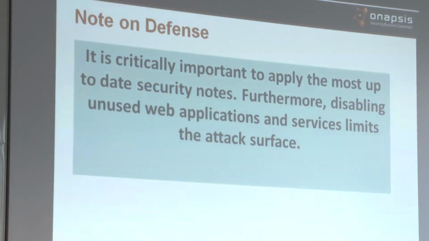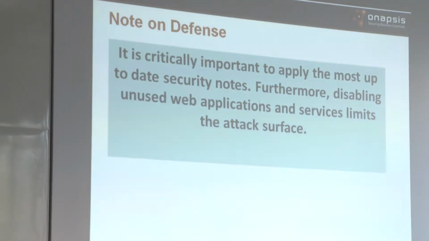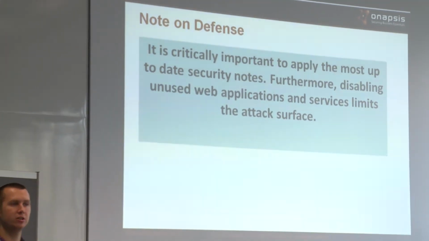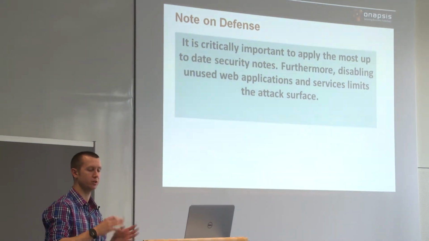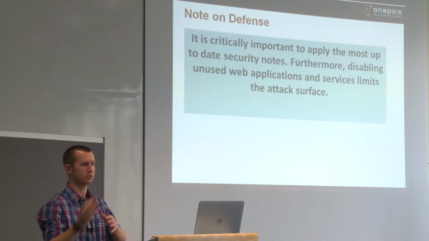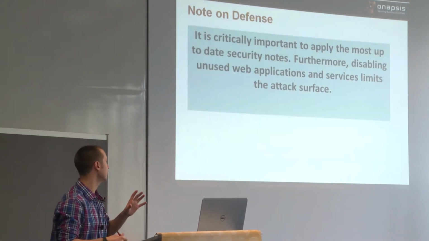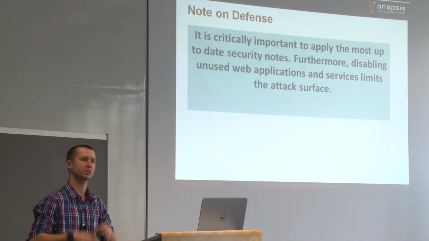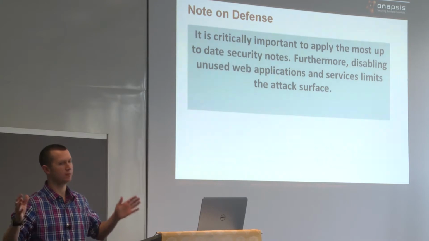Again, these are obvious and they're in the administrator guide, but they're so important: applying the most up-to-date security notes. There was a vulnerability previously in web services where you could enumerate accounts. Again, there's a note for that now. Also, a cool feature is that you can disable unused web apps or web services. Again, it's in the administrator guide. It walks you through how to disable accounts and lower the risk.